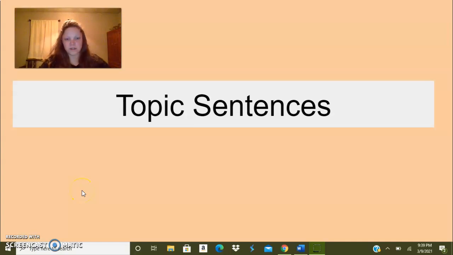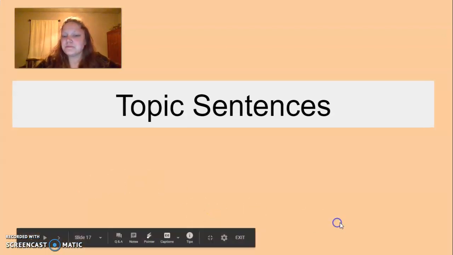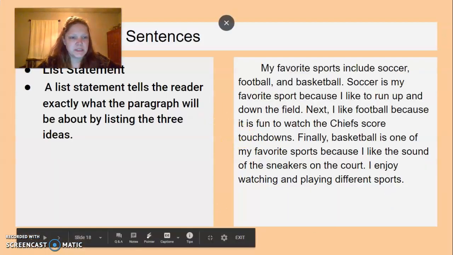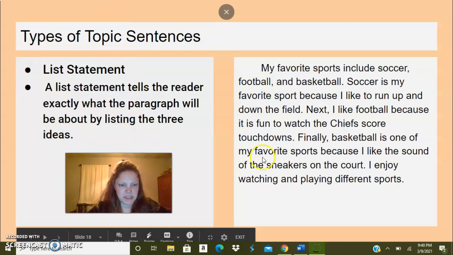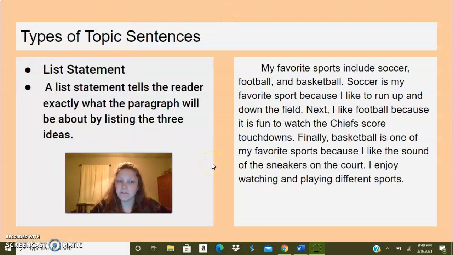Hello, my wonderful writers. Today we're looking at topic sentences, our beginning introduction to our writing. So we're going to look at some types of topic sentences. First, we have the list statement.